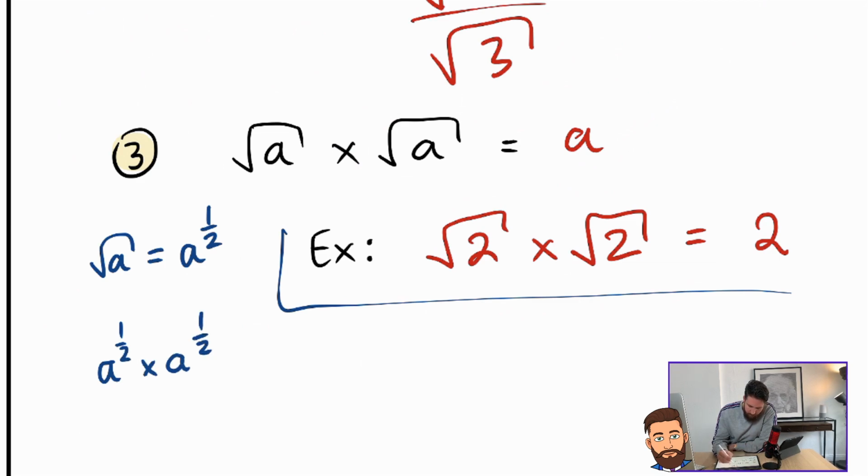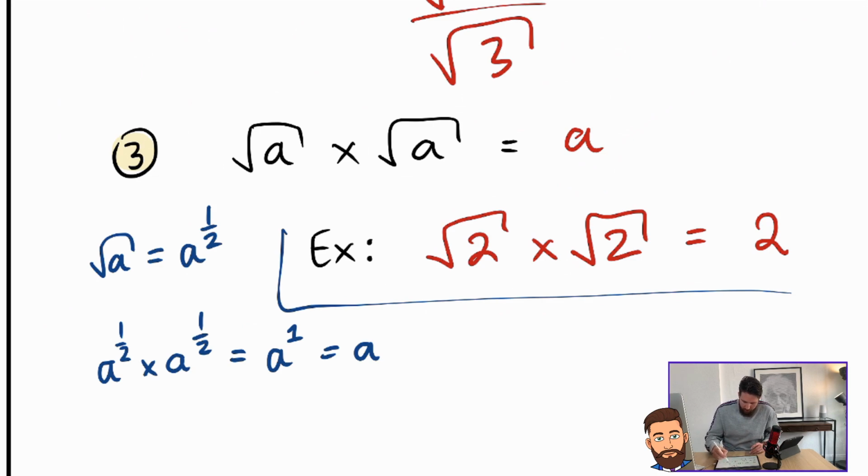And if I use the same law I used in the starter, which is if you have the same base times together, we can add the powers. What is a half plus a half? It's a whole. And a to the power 1 is just a. So what we end up with there is just a.